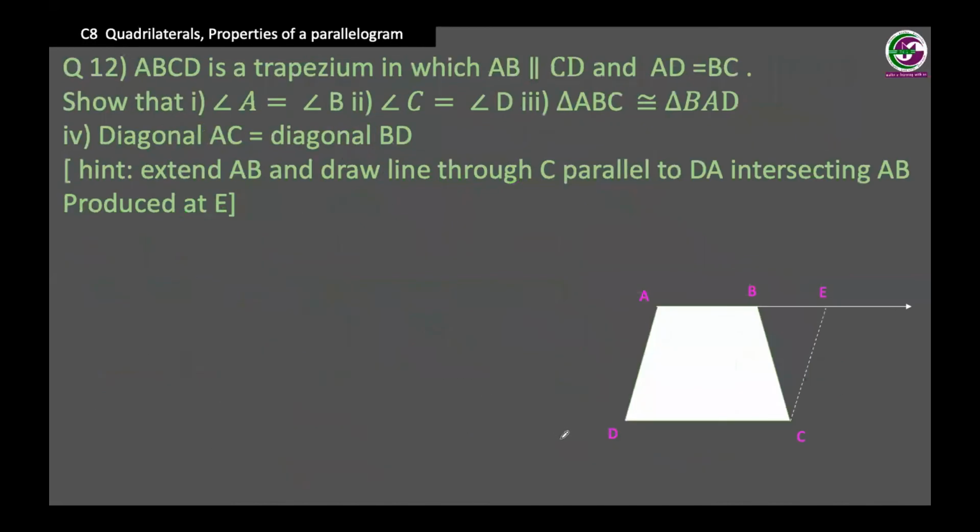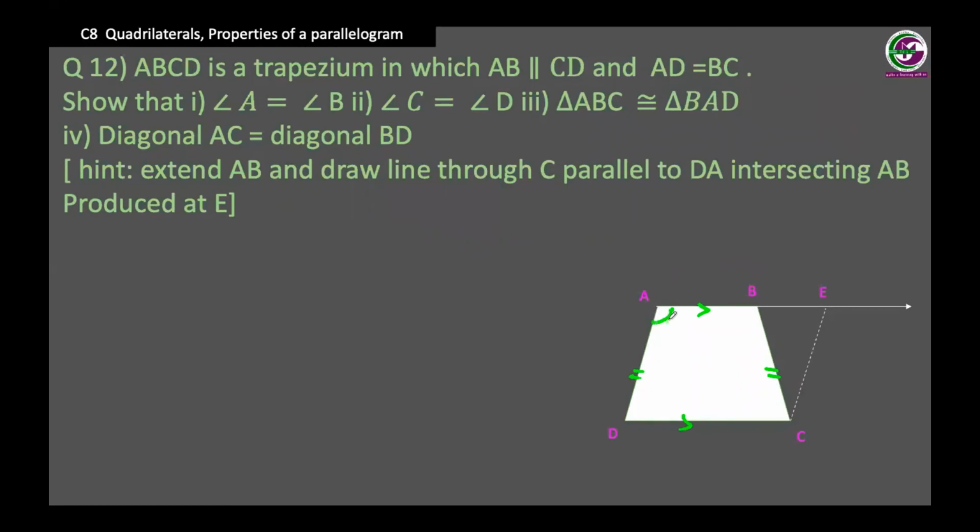Hope it's clear. Moving on to the last question of this exercise. ABCD is a trapezium in which AB is parallel to CD and AD is equal to BC. Such a trapezium has a special name, if you remember. Excellent. That is called an isosceles trapezium. Two sides are equal. Now we have to show that angle A is equal to angle B.